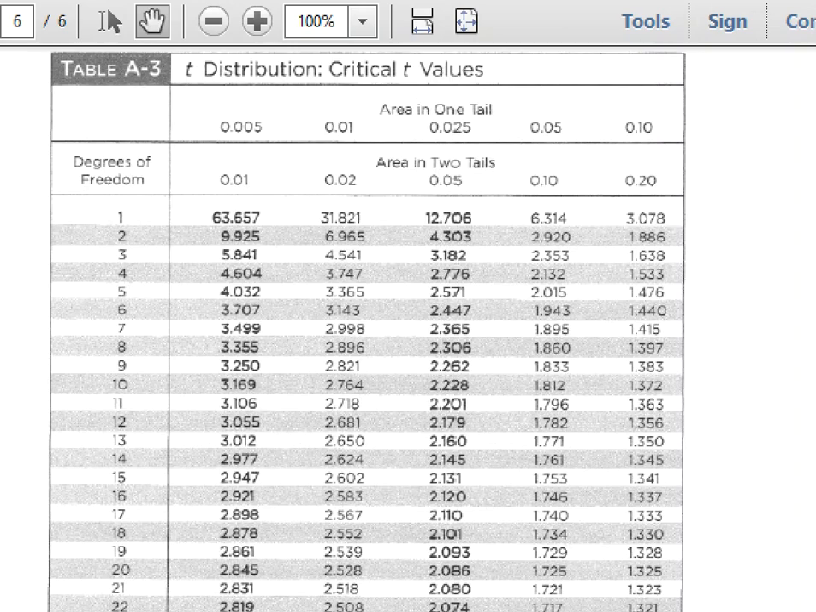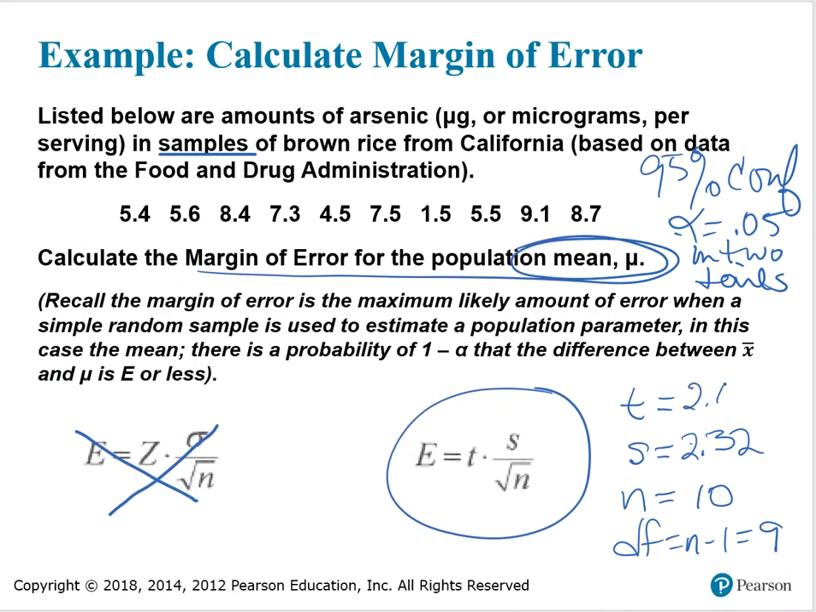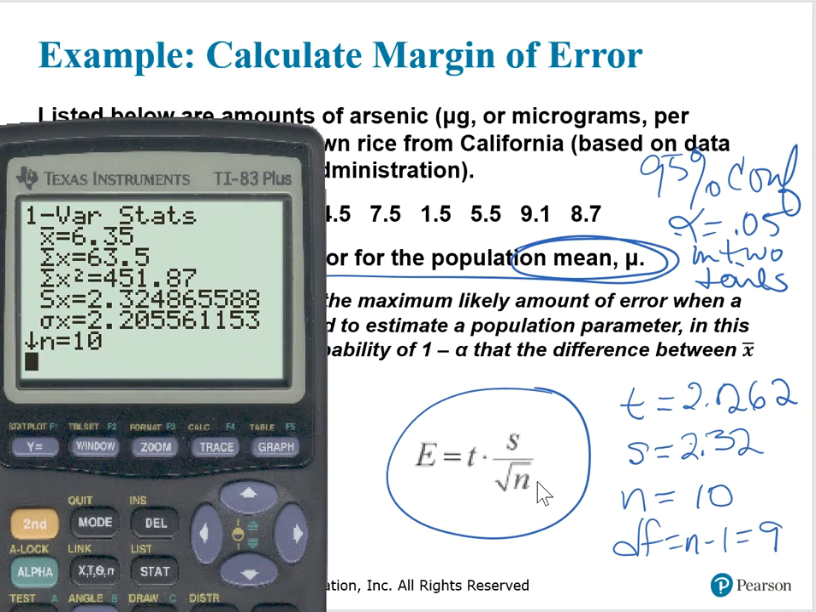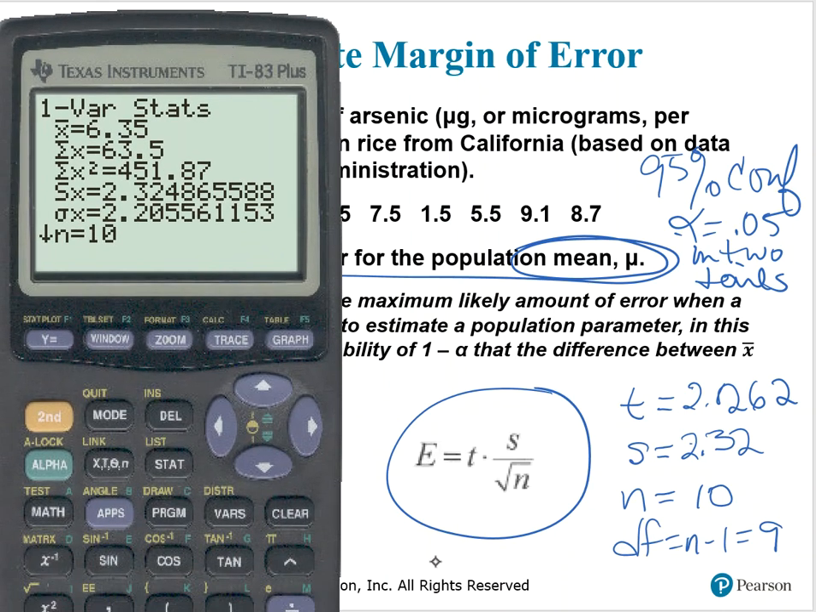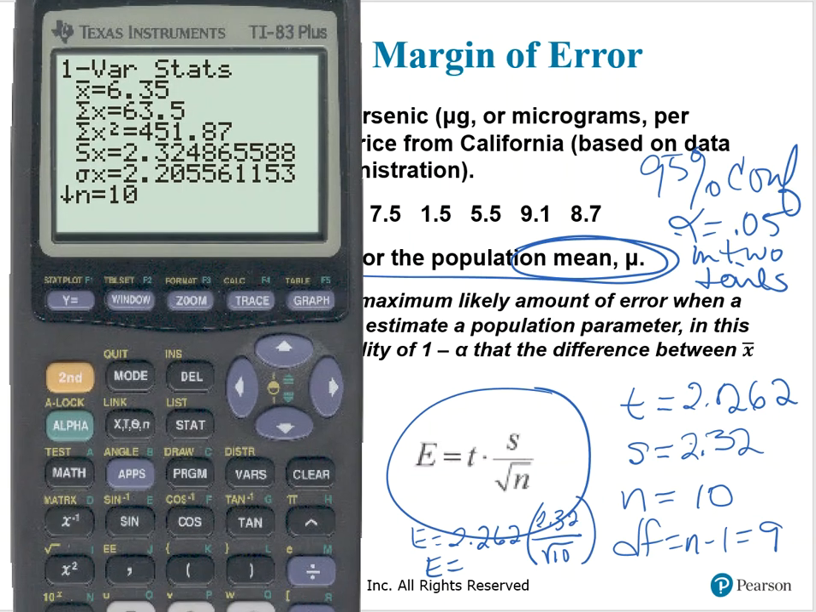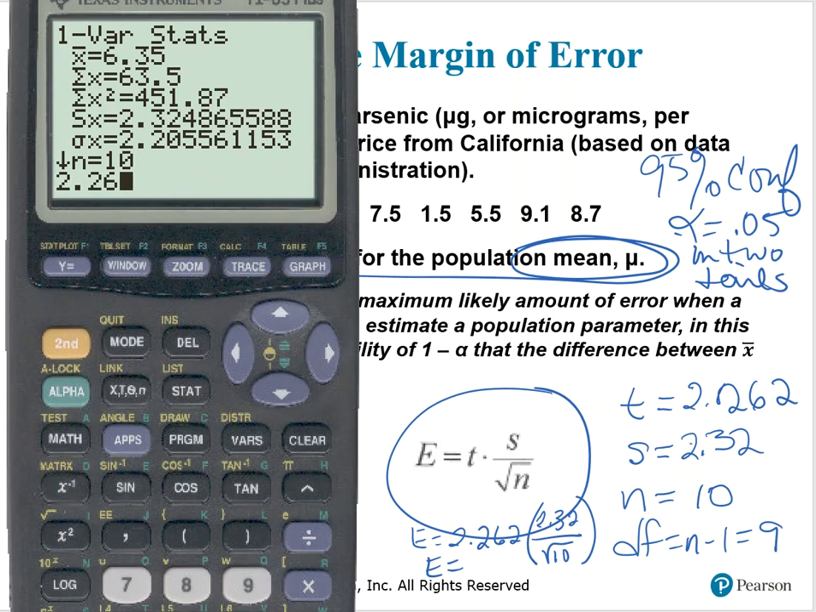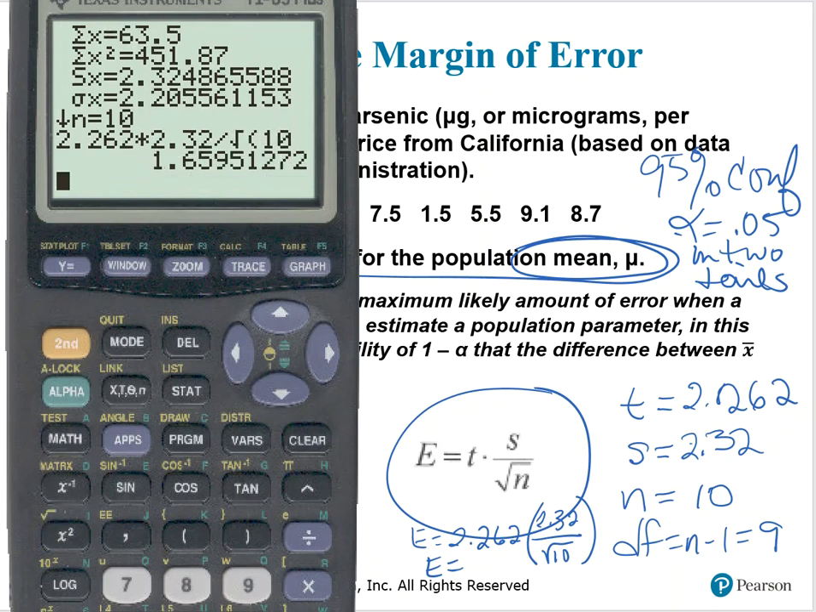So 2.262 is my T value. Using my calculator to plug into this formula, I end up with E equals 2.262 times S, 2.32, divided by the square root of 10, for a margin of error. 2.262 times 2.32 divided by the square root of 10 is going to give me 1.6595. That is my margin of error.